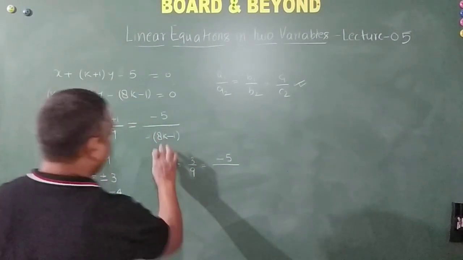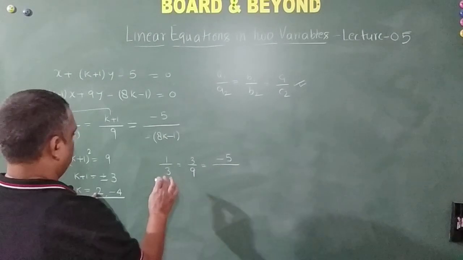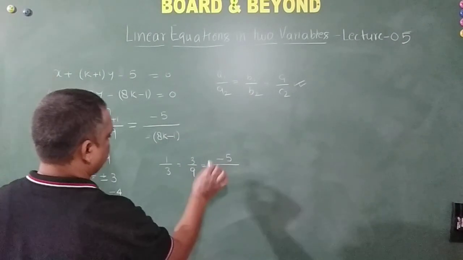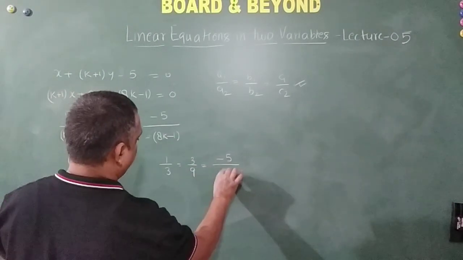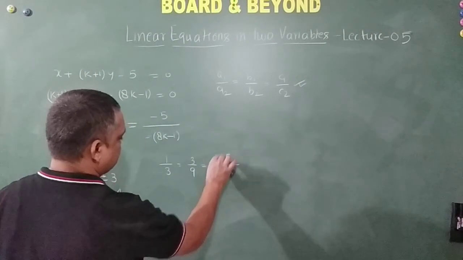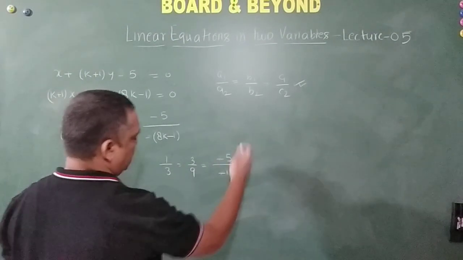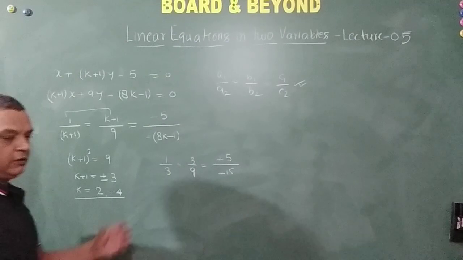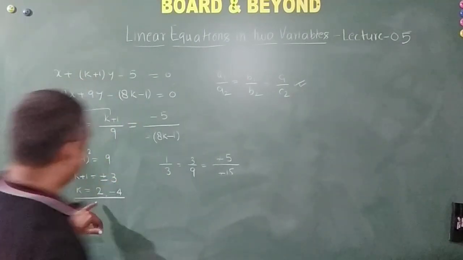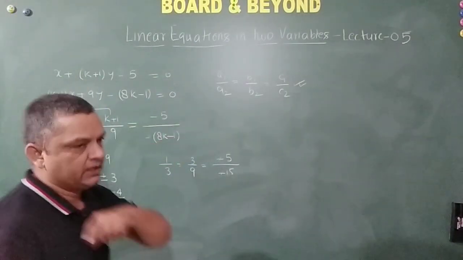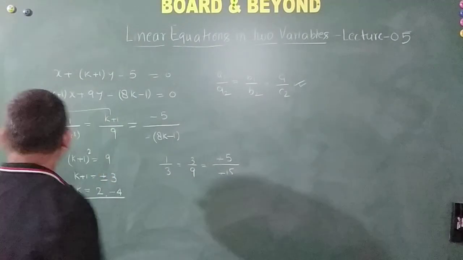Minus 5 divided by k is equal to 2, right? So 2, 16 minus 1, that is 15, that is minus 15. Yes, you're getting it? All these fractions, the value of them is 1 by 3. So for k is equal to 2, this will have infinitely many solutions. Right, friends?